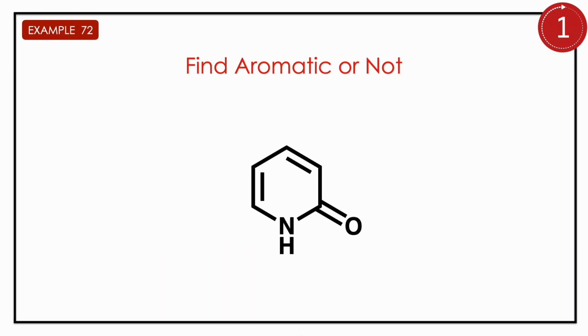Then the next example. Here you have a heterocyclic system with amine and carbonyl. Basically, it's an amide architecture. We should find whether the compound is aromatic or not.